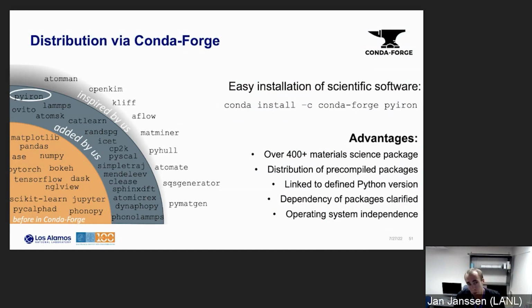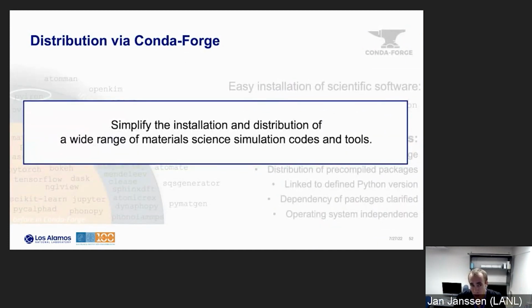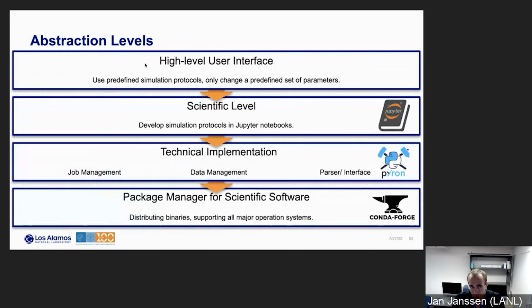And with this, we really have 4 levels of abstraction here, right? So we have this high-level user interface for a user who says, I'm only interested in this material property. I don't want to understand how it's done scientifically. We have the Jupyter notebooks that are developed in pyiron, where we describe the scientific process. What are the steps of simulation that we do to calculate a given quantity? We use pyiron as our technical implementation for the job management, data management, and the parsers. And then finally, we have Conda Forge as our package management to distribute all these parts. So it's really the same workflow that can be used by different users on different levels of experience.